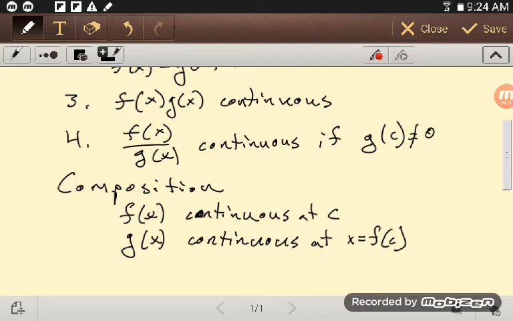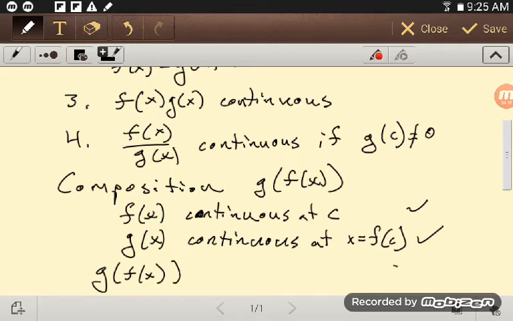Okay, because for our composition, g of f of x, f would need to be continuous, so that this whole thing of putting x equals c in to begin with makes sense. But then, once I put c in for f, as far as the x value for g, I'm at f of c, and so I need continuity there. But if that's true, then we have that g of f of x is continuous.